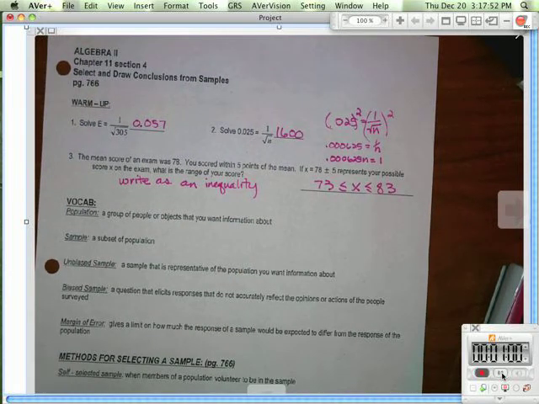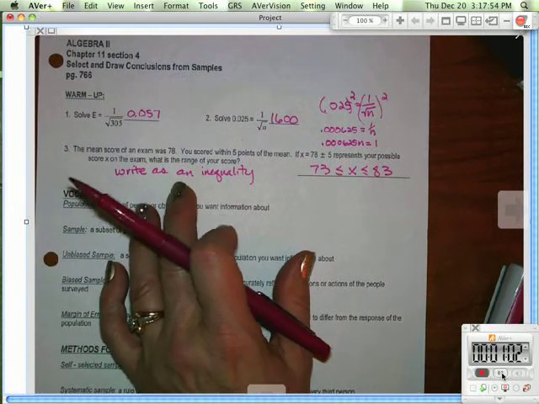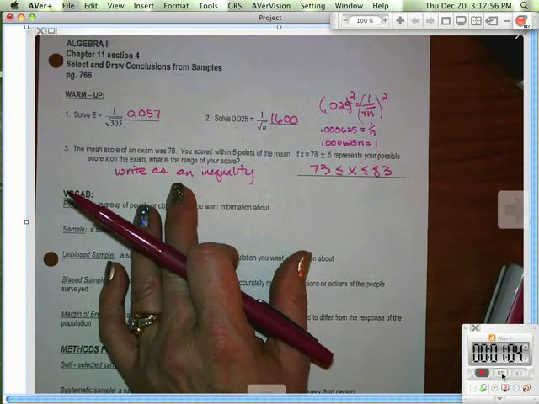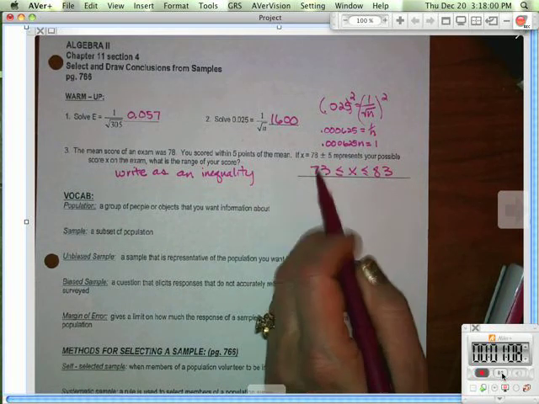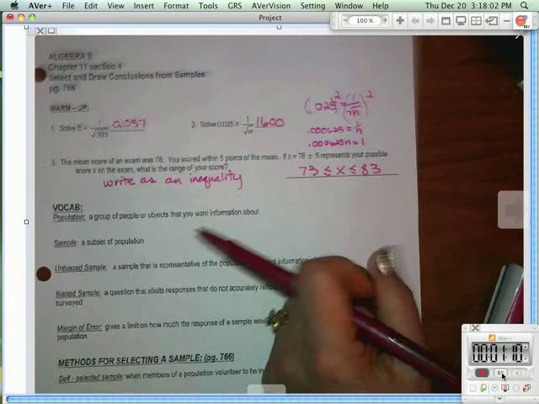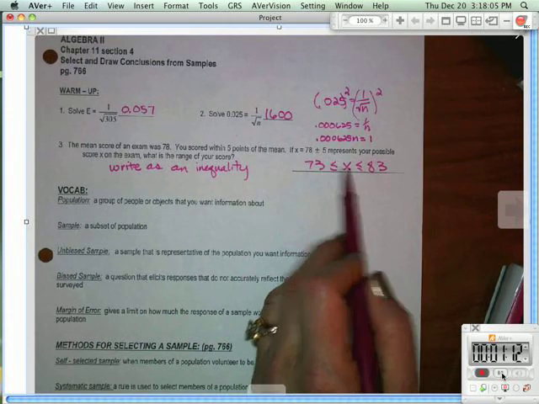All right, this is sort of back from 11.3, and so what I really was hoping you would do is write it as an inequality, something like that. Your score fell between 73 and 83.